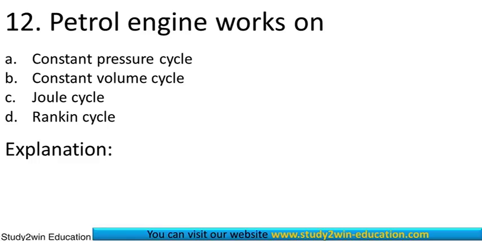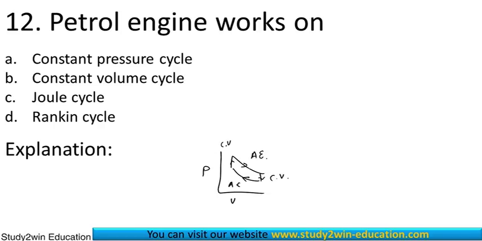Petrol engine works on what? Petrol engine works on the Otto cycle. Let's draw the PV diagram of the Otto cycle. We have adiabatic compression, then constant volume heat addition, then adiabatic expansion, and then constant volume heat rejection.